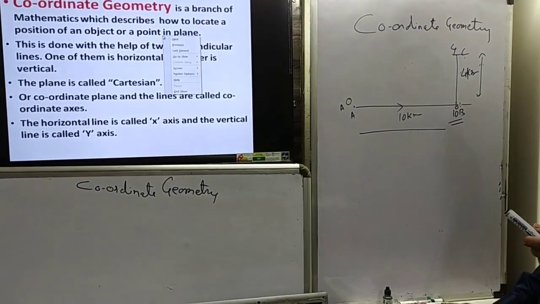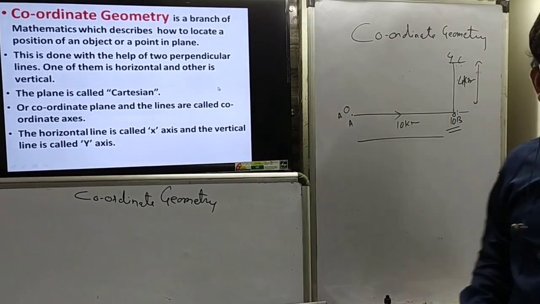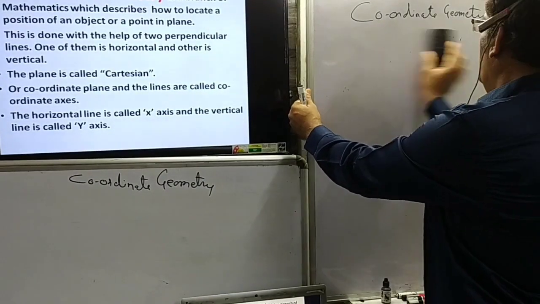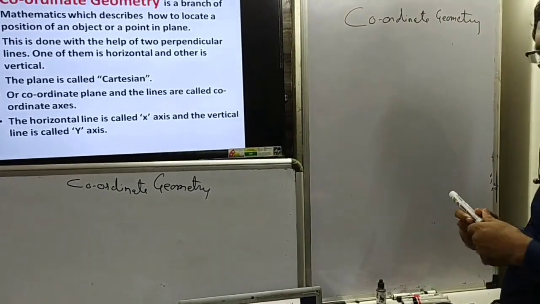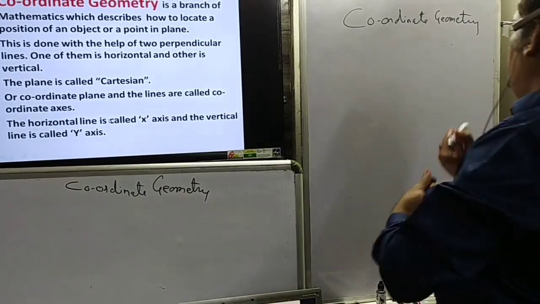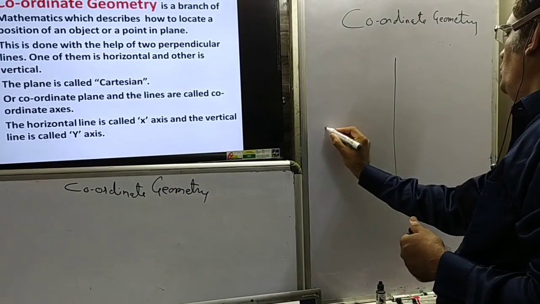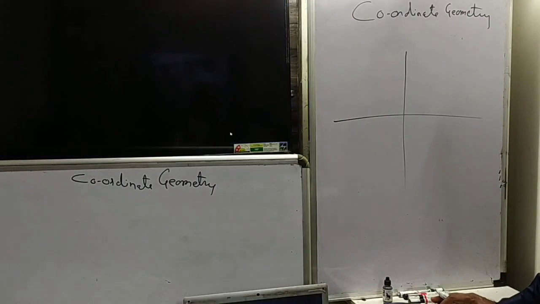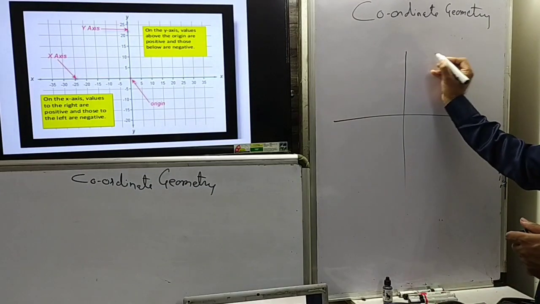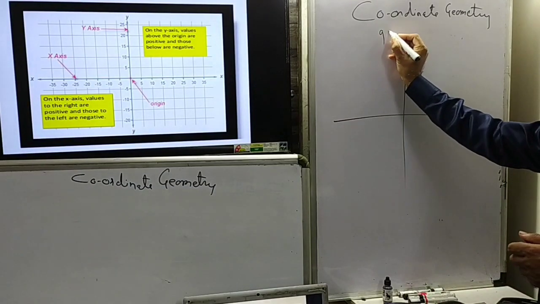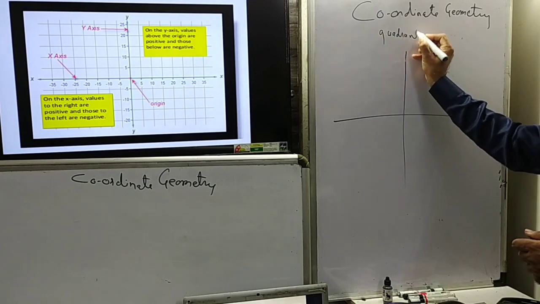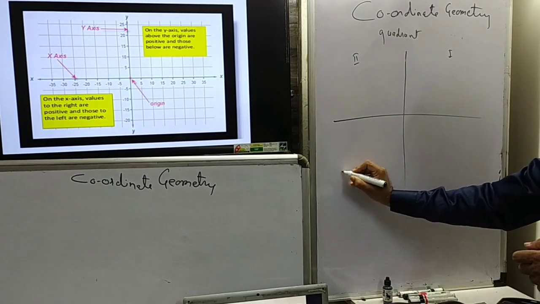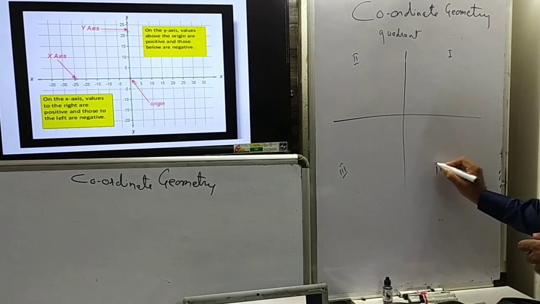For that, what do we do? First of all, we divide the given plane into 4 parts. These 4 parts are called quadrants. This is called the first quadrant, this is called the second quadrant, this is called the third quadrant, and this is called the fourth quadrant.